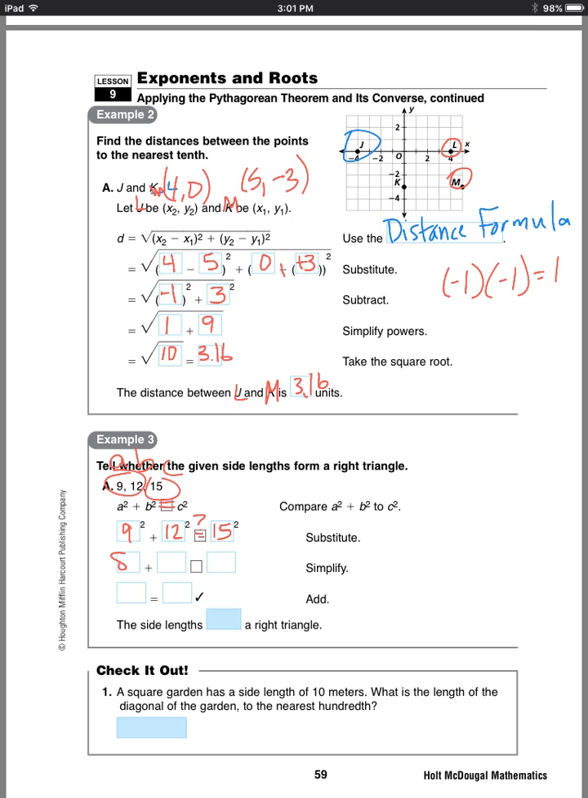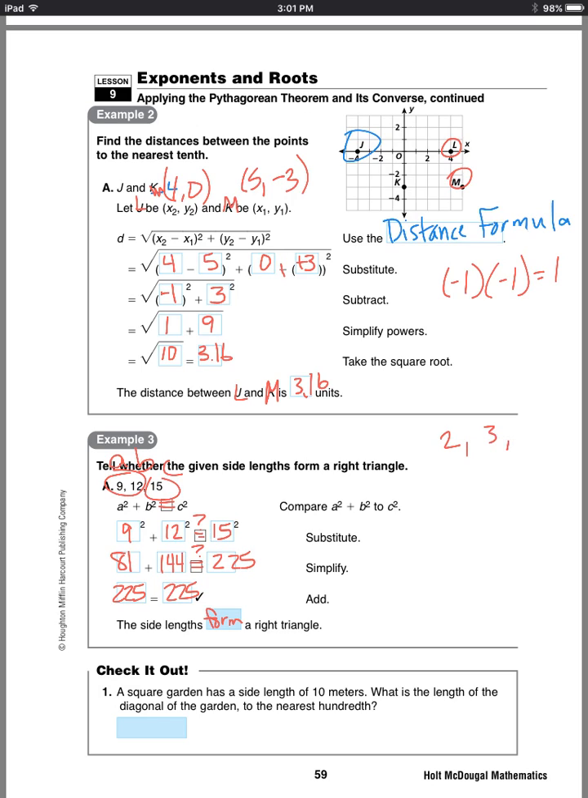9 squared is 81, 12 squared is 144, equals question mark, 15 squared is 225. And then we add 81 and 144, and we get 225, and that equals 225, so the side lengths form a right triangle.